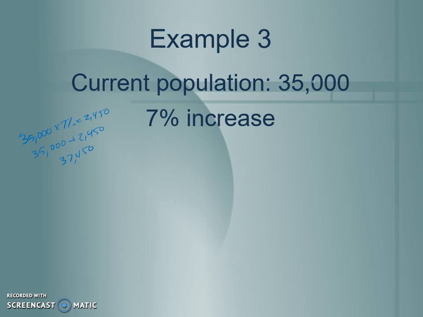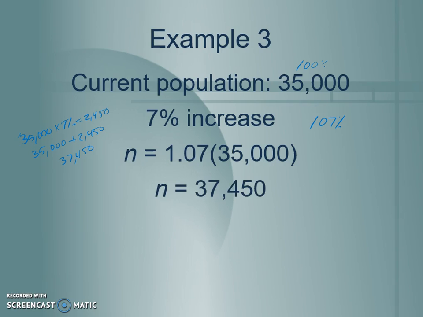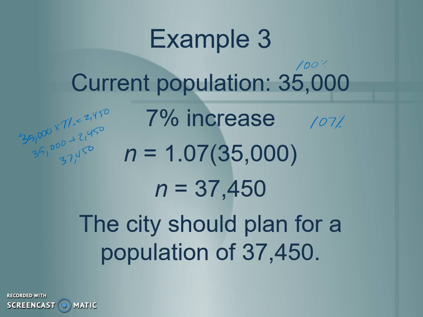Or we could just say, well, I know I'm going to have 35,000, so that's 100% right there. And I'm going to increase it by 7%, so I'm going to multiply by a total of 107%. So I have n, my new population, equals 107%, or 1.07 times my current, which is 35,000. And when we multiply, we get 37,450. So the city should plan for a population of 37,450. And you'll see that's the same number we got here. It's just eliminated that extra step for us.